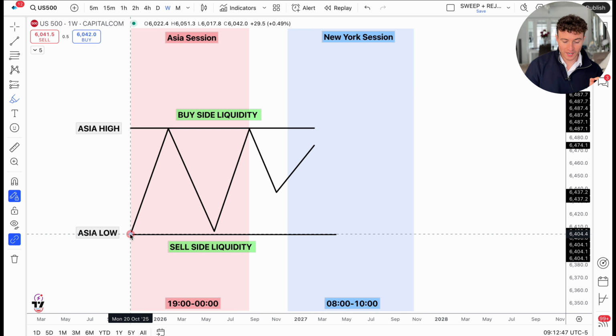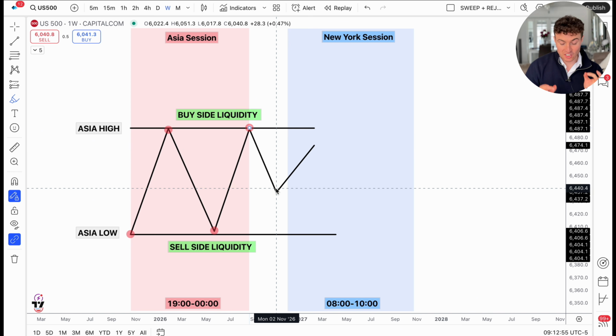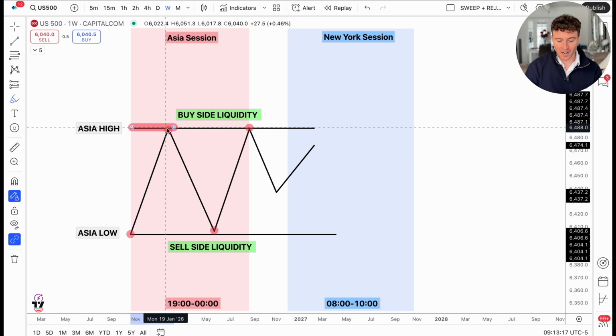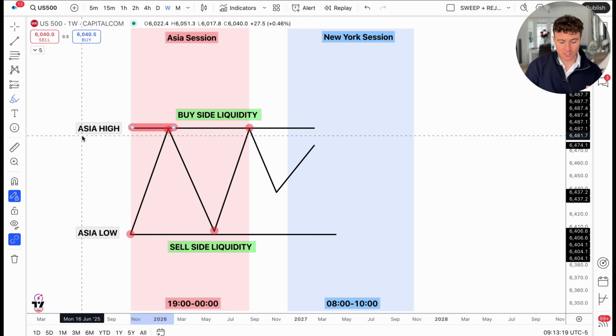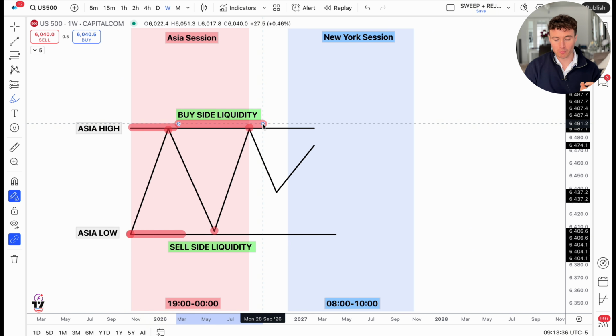So what you're going to see is a range low, followed by a range high, followed by a range low, followed by another range high, etc., etc. And this is nothing more than a ranging market. However, what you'll often find is this high will represent the Asia session high, and this low will represent the Asia session low. And what you need to understand is there's a lot of buy-side liquidity resting above the Asia session high. All this simply means is there's a lot of liquidity in the form of buy stops and also in the form of stop losses.